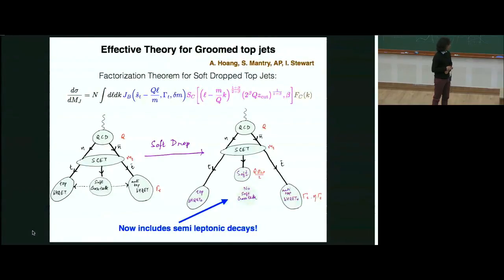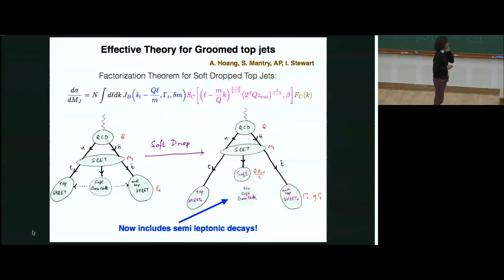But what I want you to take away from this diagram is that over here, I had the soft crosstalk between the top and the anti-top. So at T minus, I was able to describe only those systems where both the tops decayed hadronically, because both of them were talking to each other. I couldn't be ignorant about the other top. But what jet grooming does is that it isolates the top quark, and it allows you to treat them independently. So now you can even do semi-leptonic decays. Use one of the leptonically decaying tops to tag your event, and use the other one to measure the mass. And this is the factorization theorem that I'm displaying here.